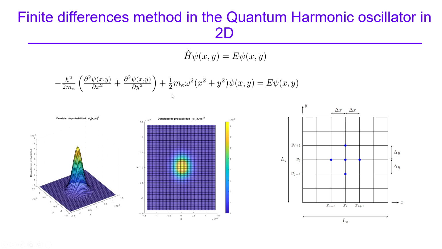And this term is the potential energy of the oscillator in 2 dimensions, right? And we have the solution multiplied by this Hamiltonian operator, and that equals the eigenstate, okay? And how does it look? The numeric solution looks this way.